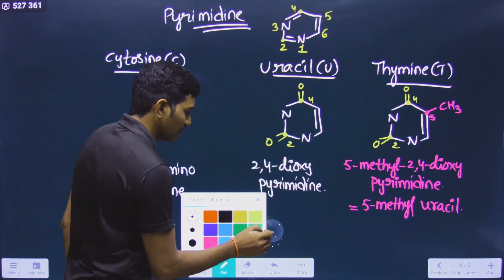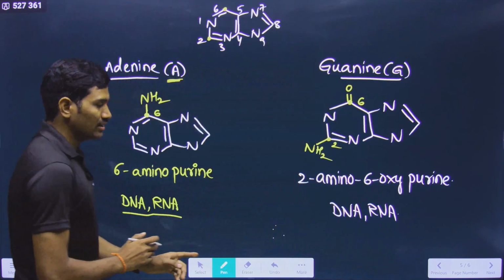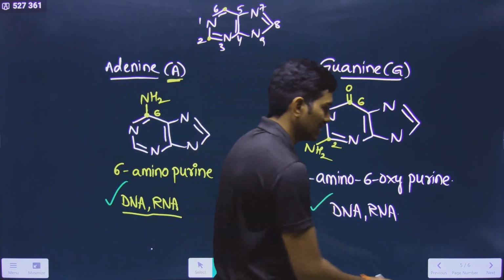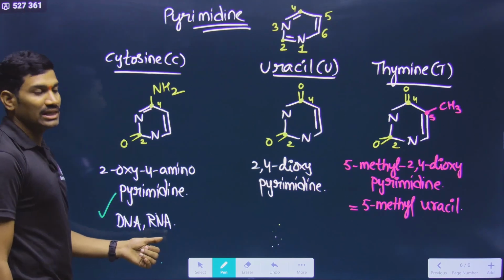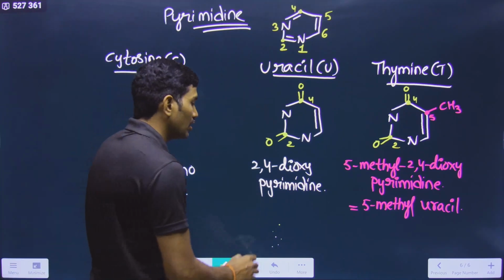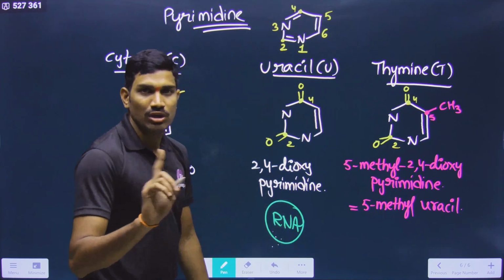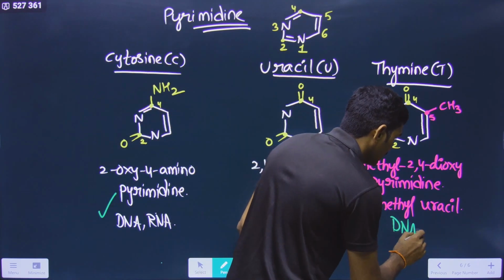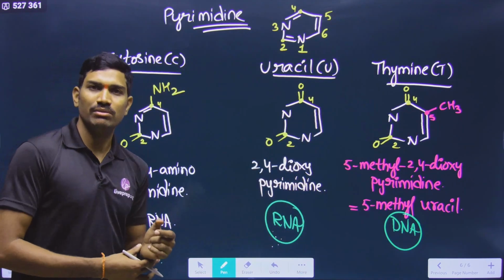And the next important point is, in the previous one we studied adenine and guanine. Adenine is present in both DNA and RNA. Guanine is present in both DNA and RNA. And in the pyrimidines, cytosine is present in both DNA and RNA. But uracil is present only in RNA. It is not present in DNA. Whereas thymine is present only in DNA. It is not present in RNA. This is another important point that you need to remember.